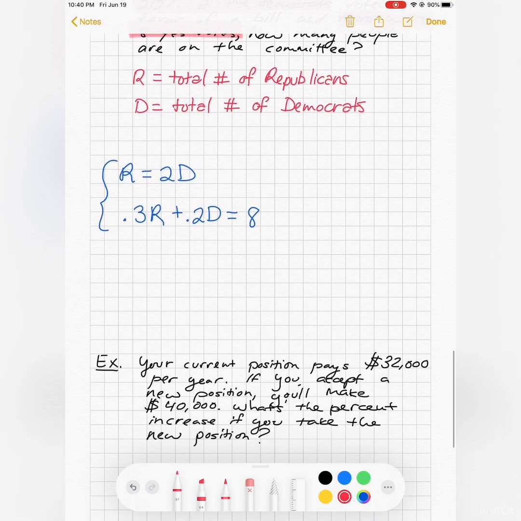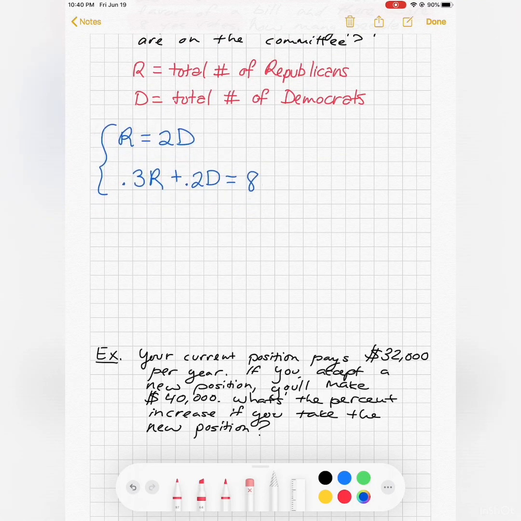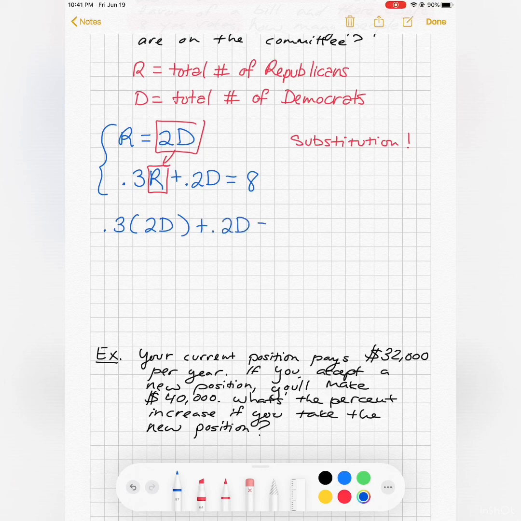Okay, so now I need to solve this little system of equations. What I can actually do is use a method that we're going to talk about more later. So I can do a substitution. How does that work? Well, I know R is equal to 2D. So can't I replace the R in that second equation with 2D? That way you see how now I only have one variable D in this equation? So I should be able to solve this equation for D because I actually have like terms there.